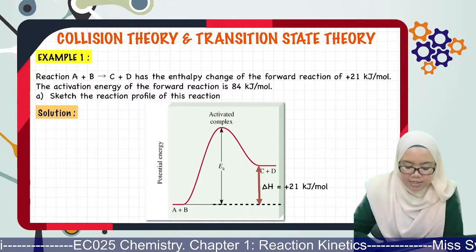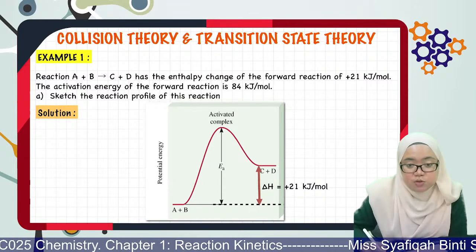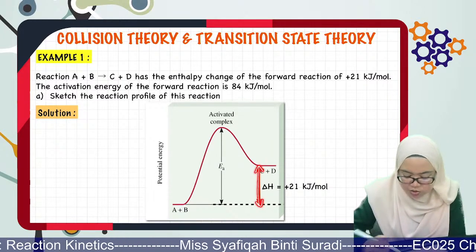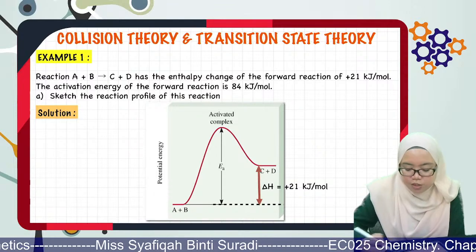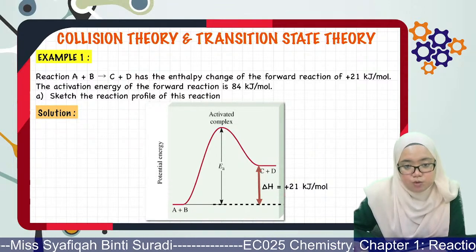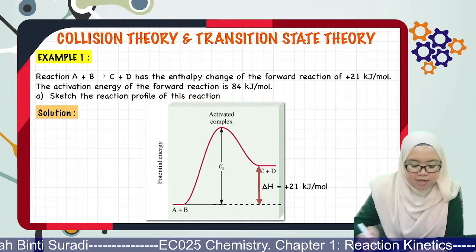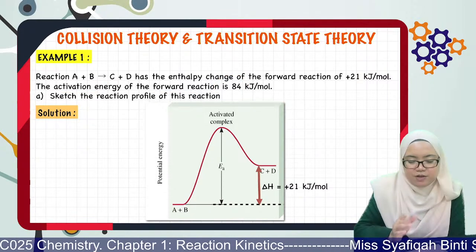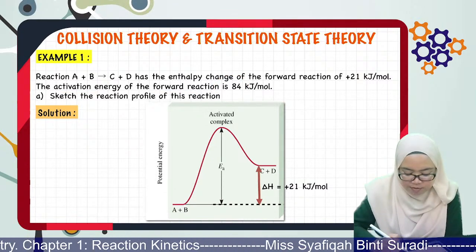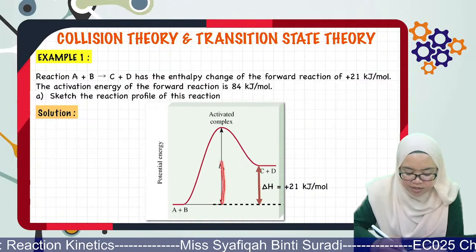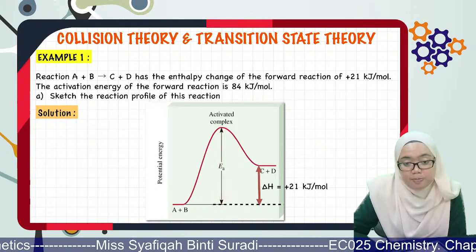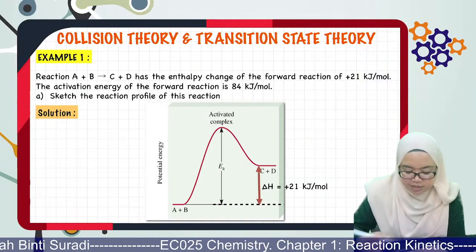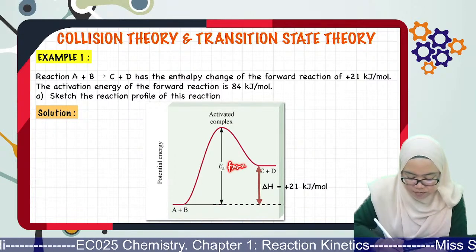And then you label dia punya delta H. So delta H tu apa? Difference between product and juga reactant. So daripada sini sampai sini. So ini adalah kita punya delta H, which is positive 21 kJ per mole. Okay, and then dia bagi kita activation energy untuk forward reaction 84. So forward reaction means reactant kepada product. So EA dia daripada bawah sini, bawah reactant ni pergi kepada bumbung atas tu. Okay, so ini adalah EA untuk forward reaction kita. Okay, sepatutnya awak label kat sini lah, ni forward punya. Okay.